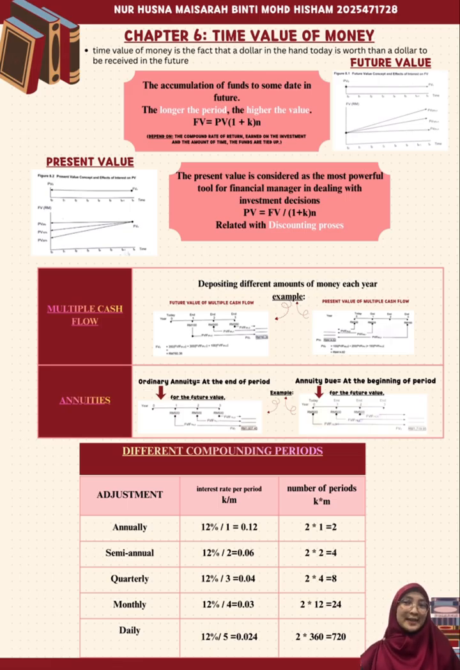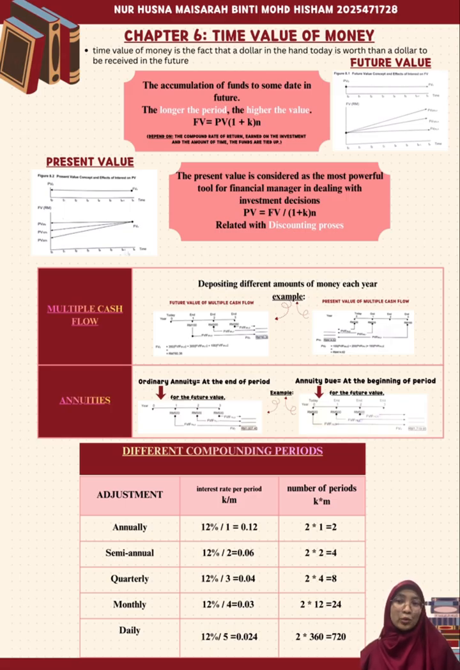So the last one is about different compounding periods. Up to now, we have assumed interest is compounded once a year, but in real life, banks can compound semi-annually, quarterly, monthly, and daily. So, what changes when we have multiple compounding periods? There are two things, which are the interest rate per period and the number of periods. For example, we have a 1,000 deposit for 2 years with a 12% nominal rate.